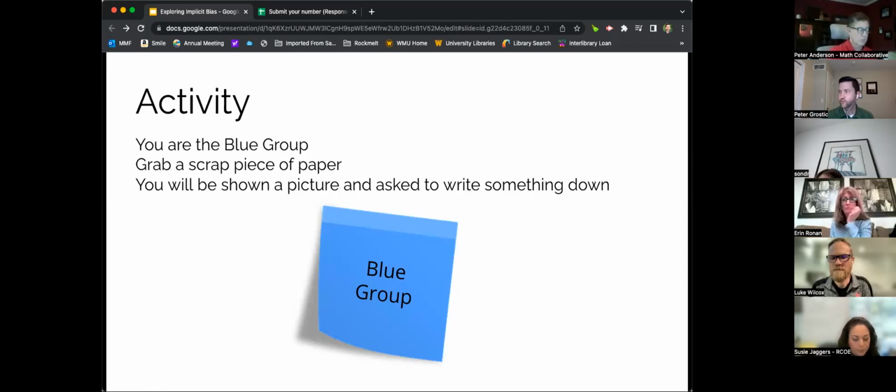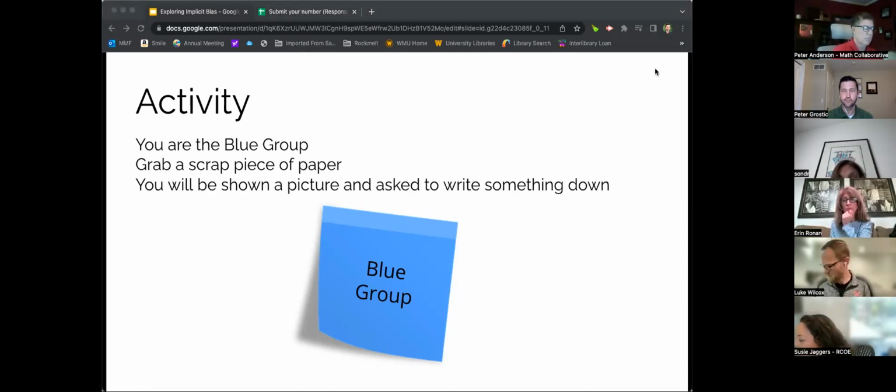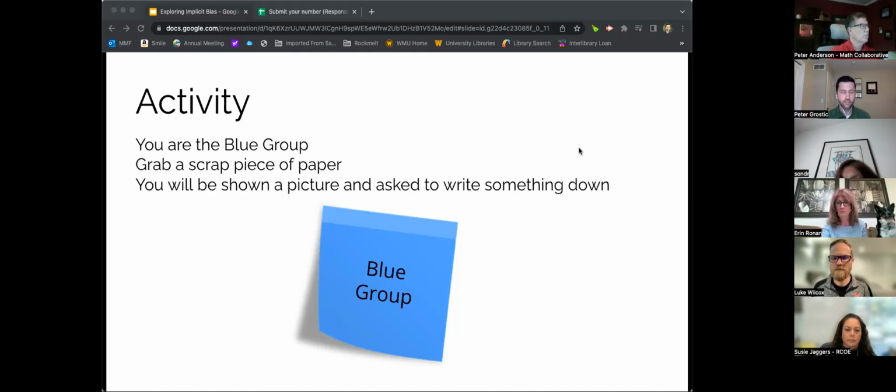Okay. So for this mini investigation, you are going to have to answer 2 very short questions. You may want to grab a scrap piece of paper or open up a doc on your computer. You don't need much space, so a sticky note will work too. In just a moment, I'm going to show you a picture and ask you to answer 2 questions, 1 at a time. Before we go there, I want you to note that you are the blue group. That's very important. Blue group. All right, let's get started.